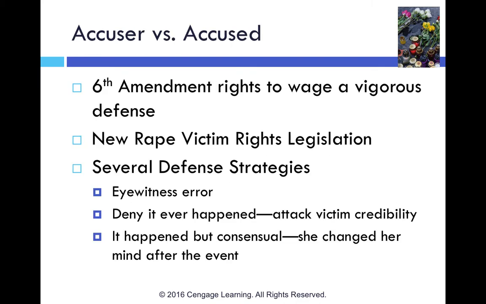Other things to keep in mind are that the Sixth Amendment provides someone with the right to a vigorous defense. Some of the defense strategies that are used are eyewitness error, or they might attack the victim's credibility. A lot of times someone will go into court and say, yes, we had sex, which will account for the forensic and DNA evidence. But this is basically sour grapes. She consented.